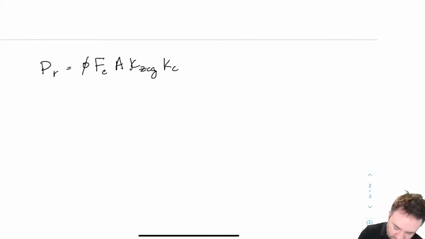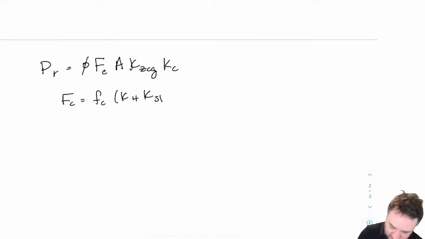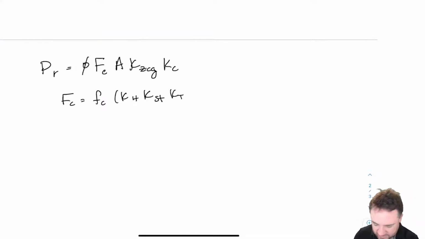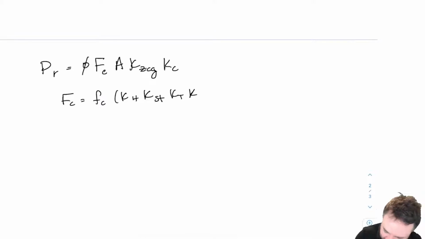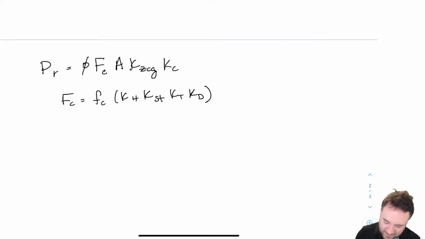First of all, my FC is small fc times KH, KST, KT, and which one am I missing? Size effect, no. Treatment, and KD, obviously. You'll get used to that. So let's find all these.